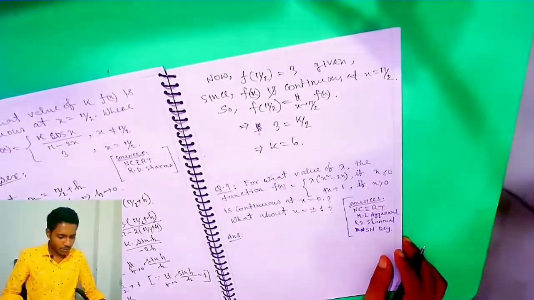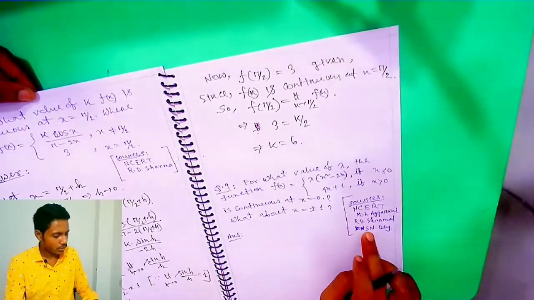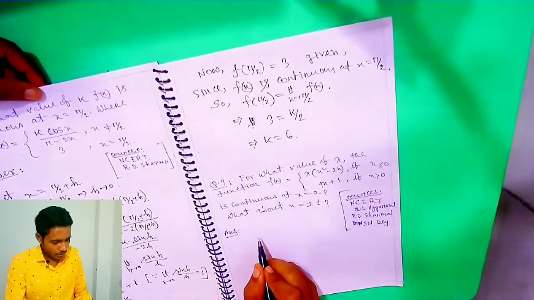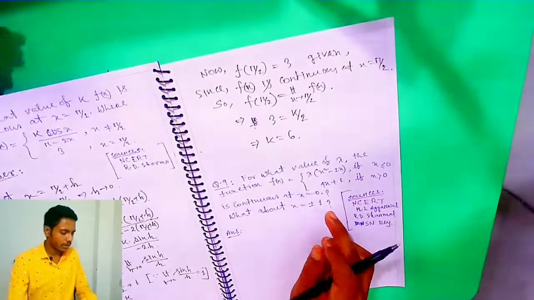Now another question, number 9. Solve this question, and this is the source of this question. For what value of lambda is the function f(x) defined by this continuous at x is equal to 0?